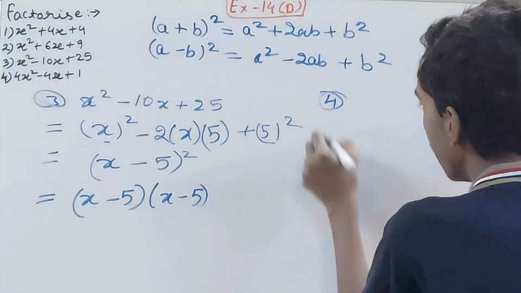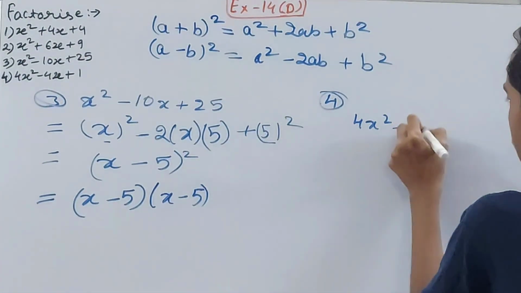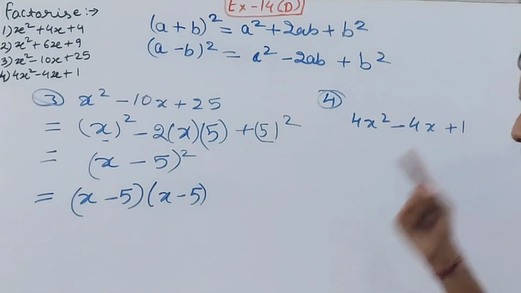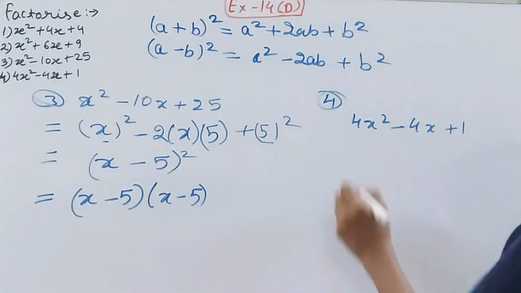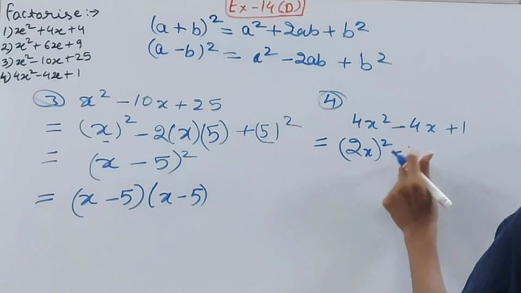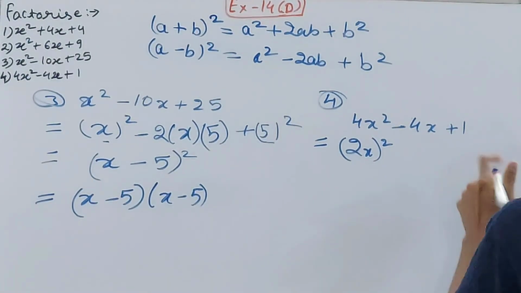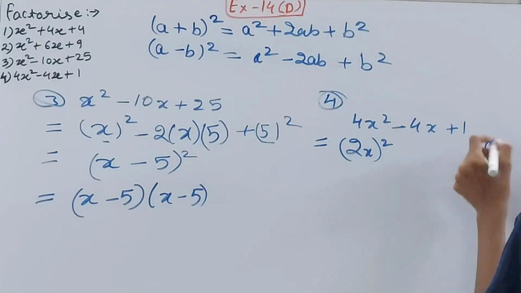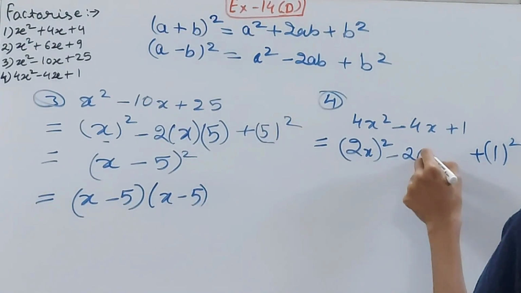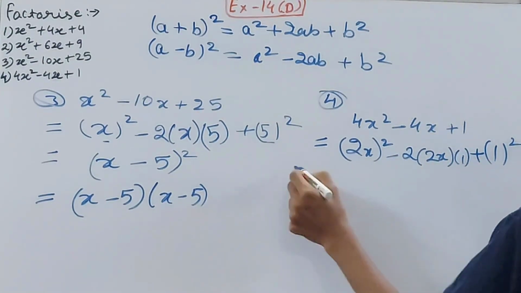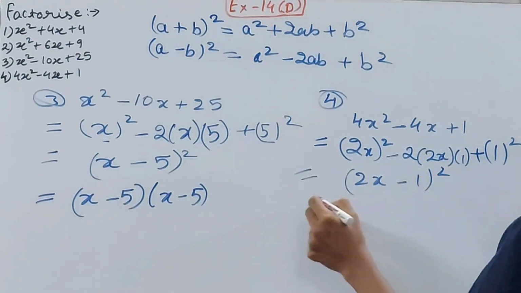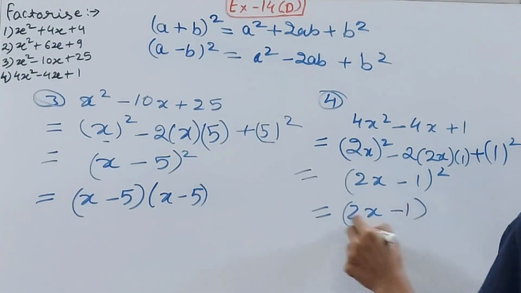Now see the fourth question. What do you have here? 4x square minus 4x plus 1. Very clearly it's visible what the square terms are, 4x square and plus 1, and the middle term is minus 4x. So write it down. 4x square can be written as 2x whole square, and minus 4x we will leave for now because it is the middle term, and plus 1 is the square of 1 only. And here minus 2ab, so 2 is there, and a is 2x and b is 1. Now your a is 2x and b is 1. 2x minus 1 whole square, that you can write as 2x minus 1 into 2x minus 1.